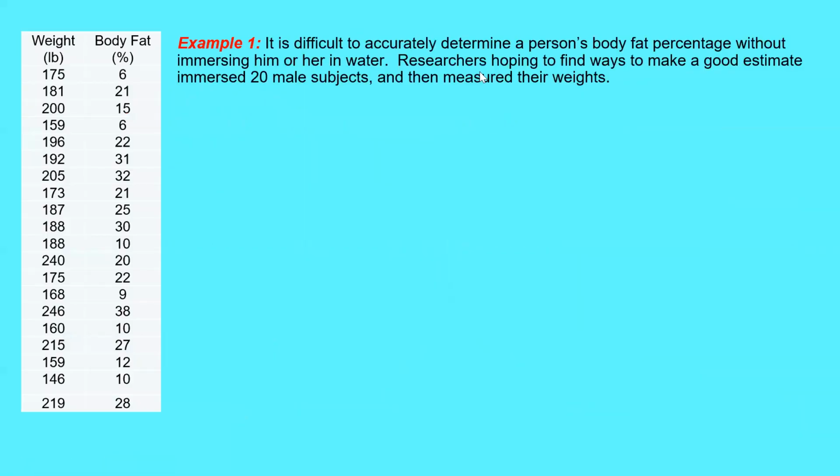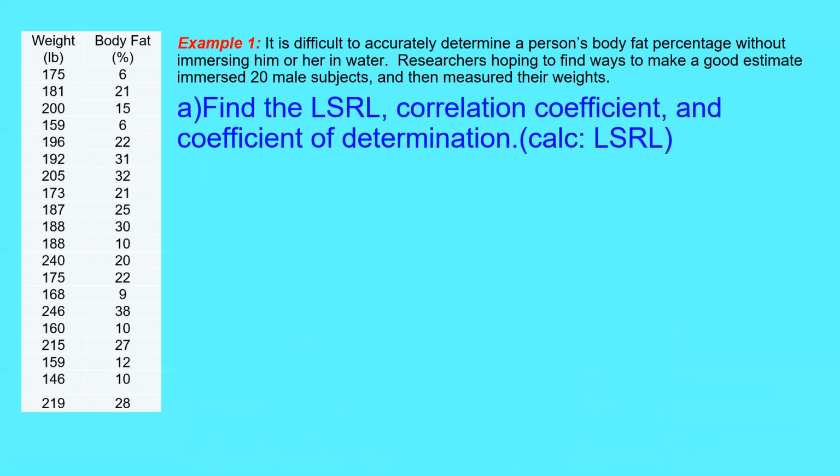Okay, so let's look at an example. It's difficult to accurately determine a person's body fat percentage without immersing him or her in water. So researchers hoping to find ways to make a good estimate immersed 20 male subjects and then measured their weights. So what we need to do is find the least squares regression line, the correlation coefficient, and the coefficient of determination. To do that, we're going to need to utilize the calculator.